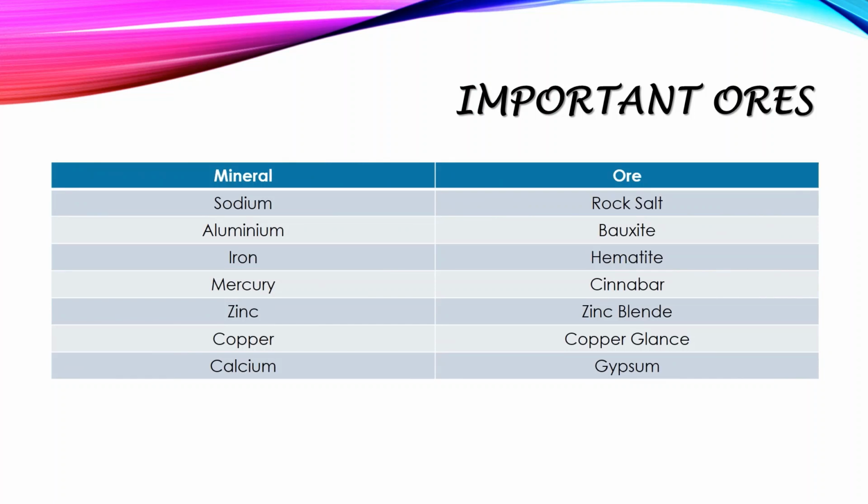Important ores that must be remembered. Sodium is extracted from rock salt, aluminium from bauxite, iron from hematite, mercury from cinnabar, zinc from zinc blende, copper from copper glance, calcium from gypsum. Note, there can be more ores for a single metal.